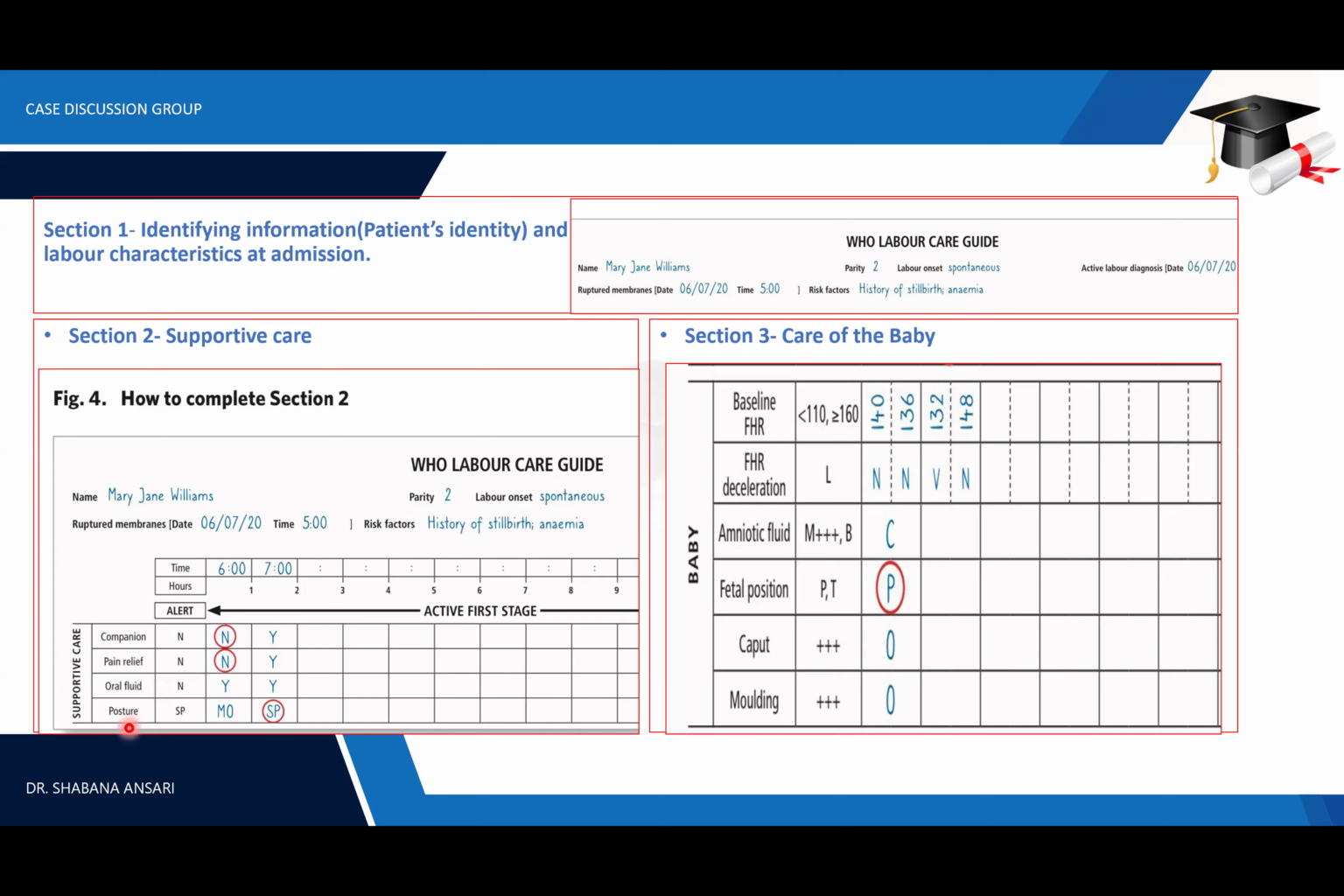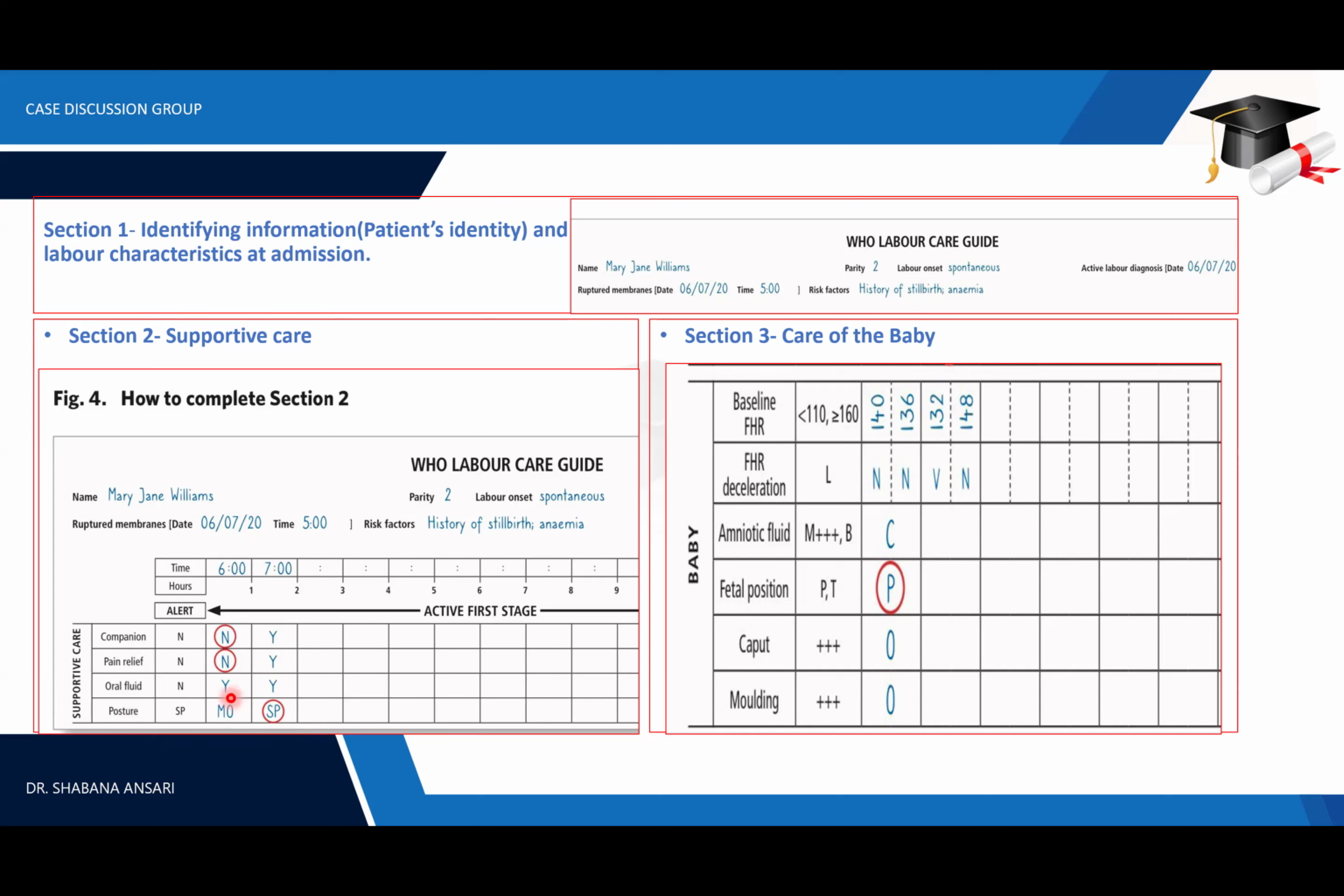Another thing is the posture. If the posture is SP, meaning supine position, that will be our alert point, so that time we have to encircle it. Here you can see MO means she is mobilized. That's why at 6 it is MO, but at 7 it was supine position, so SP was written and they have encircled it. Do you have any questions so far? No, thank you. It's very clear.